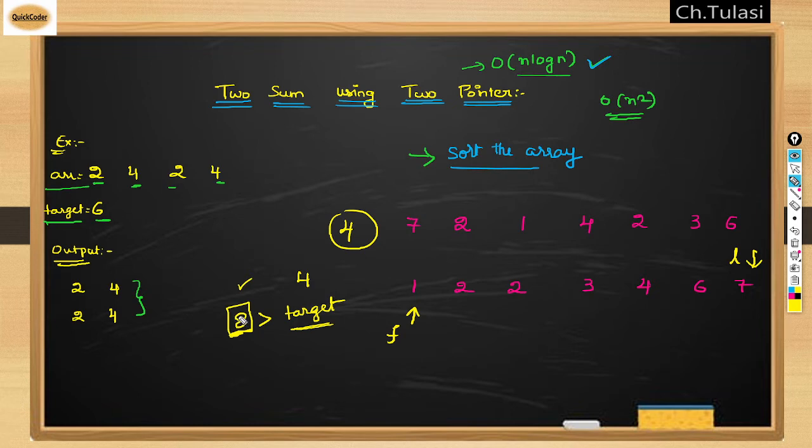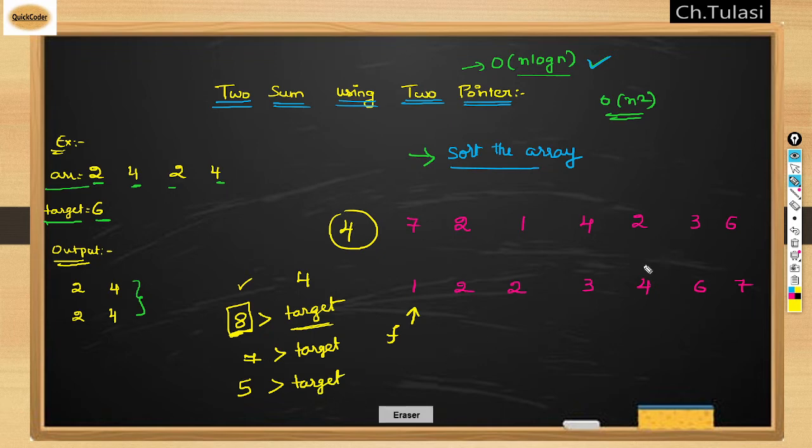To reduce the sum, I have to decrement this last pointer by one, because if we come from last to front, this is in ascending order, we have sorted the array, so obviously the previous element will be less than the 7, so there is a chance of getting a lesser sum. So if we do 1 plus 6, that is 7, again greater than the target. Again I want to move this last pointer here. This is my last pointer now. And again I check 1 plus 4, which is 5. Again my actual sum is greater than the target.